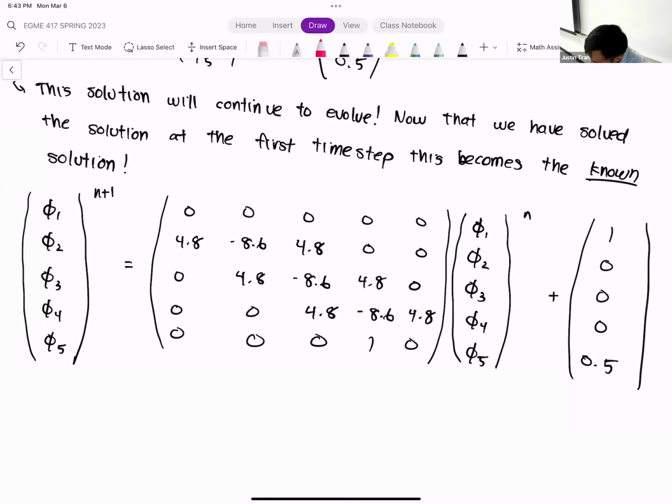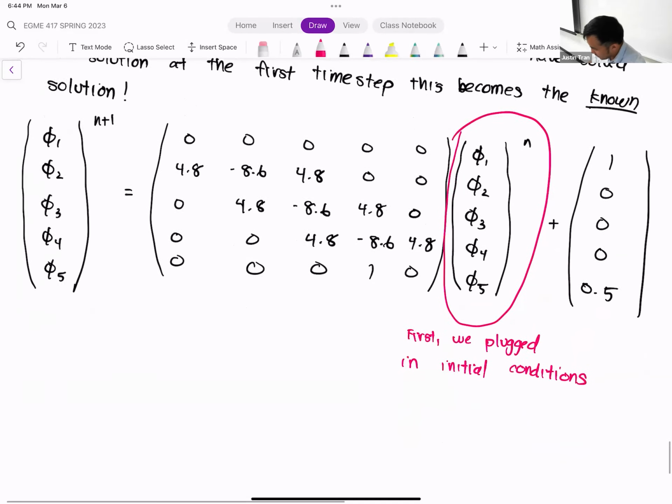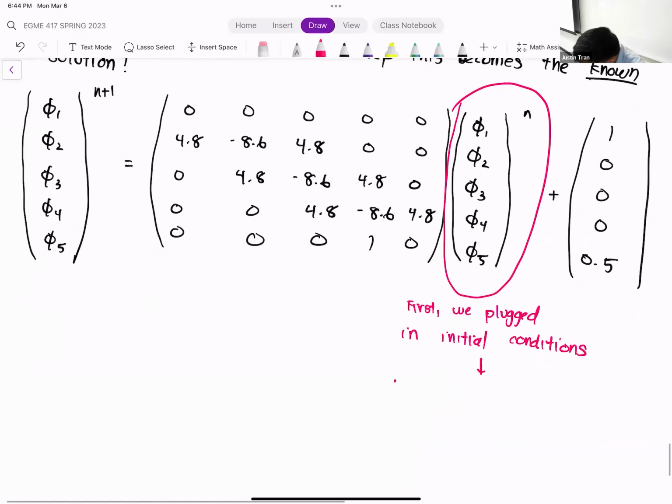Because what we did, basically 5 minutes ago, was for this vector right here, we plugged in our initial conditions. So that's what we did with this vector. But we've already solved for the solution at one time step, so we don't need the initial conditions anymore. And so now let's plug in our solution from the last time step.